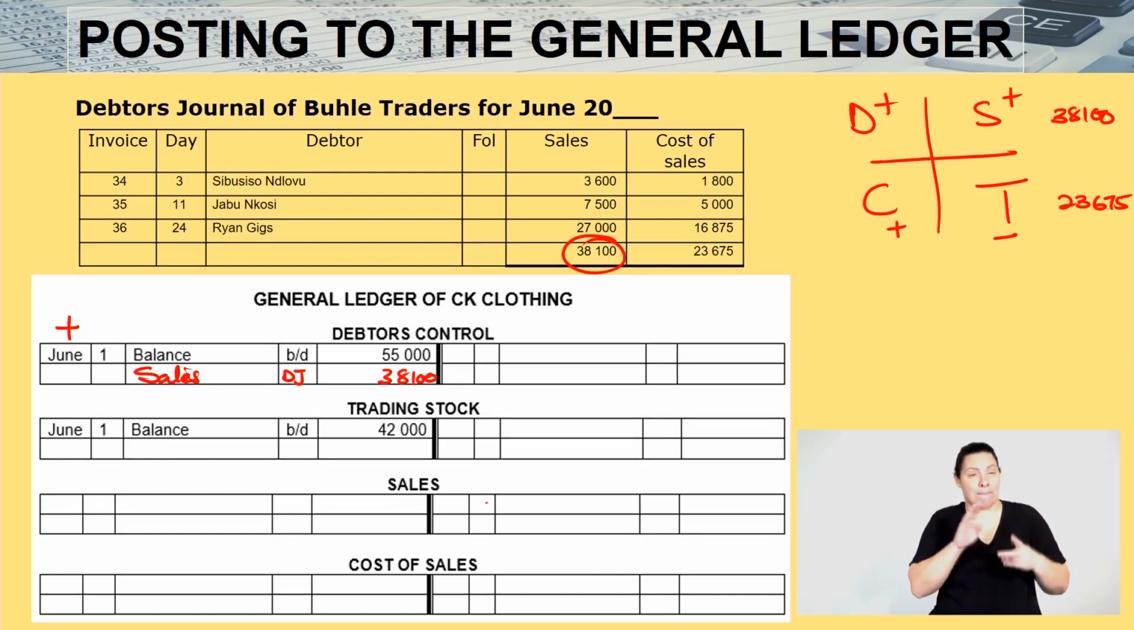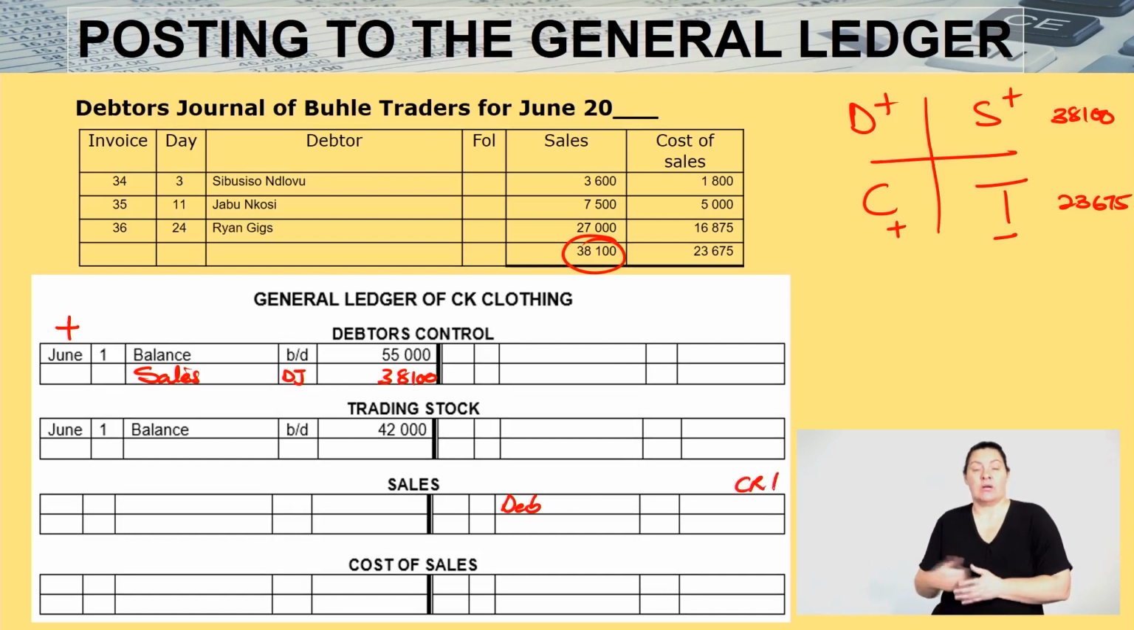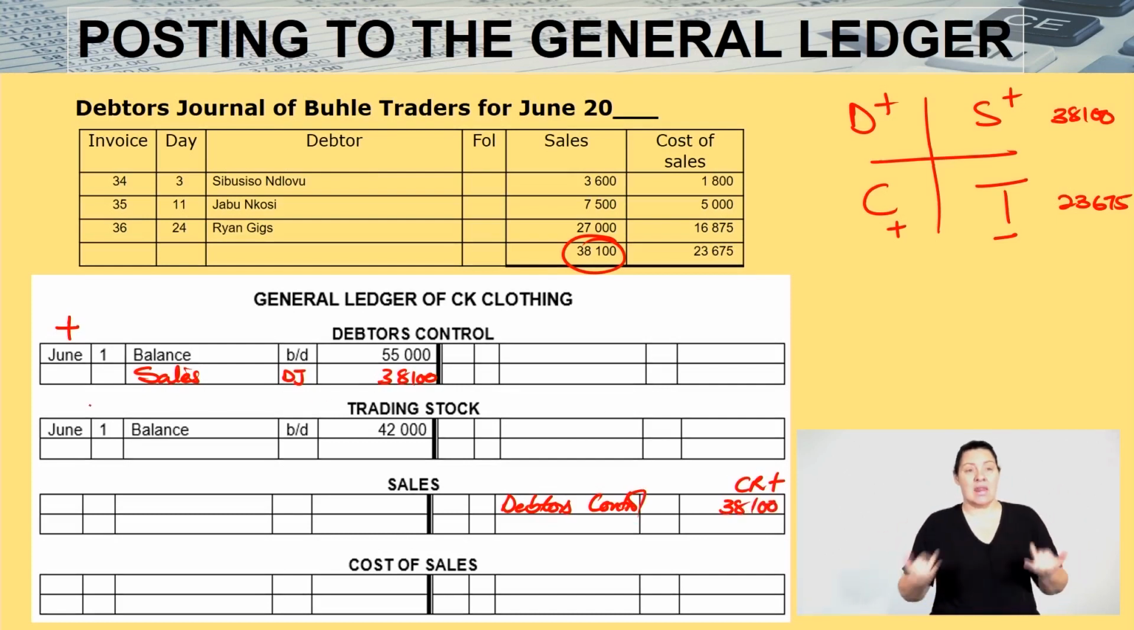I'm coming now to my sales. So in my sales, what do I now say? I now say debtors control, on the credit side. And I'm going to have my 38,100. And then I'm going to come to my trading stock. Remember, it's an asset. It increases on the debit side. But when I'm selling goods, hence here I'm saying minus.